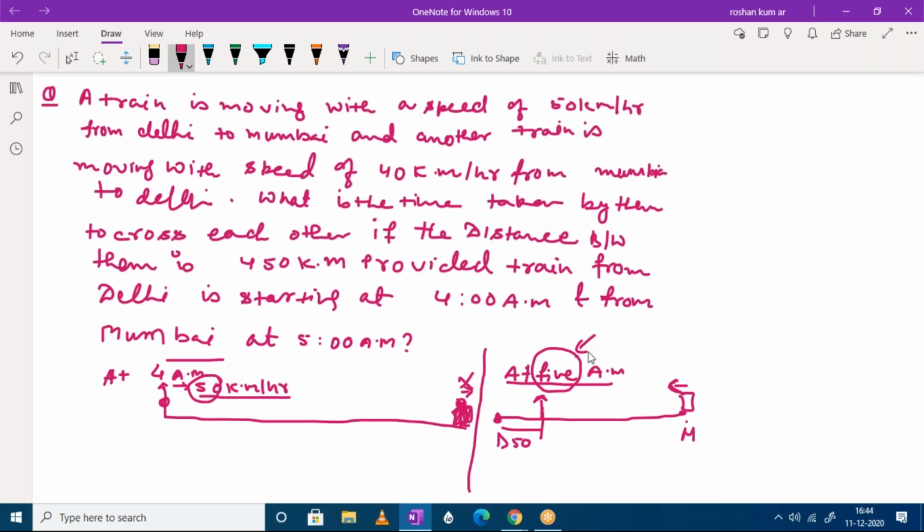This is the scenario at 5 a.m. Now the scenario at 5 a.m. produces two bodies that are moving. And this 50 kilometers is already covered. The total distance was 450. So can I say that the remaining distance will be only 400?